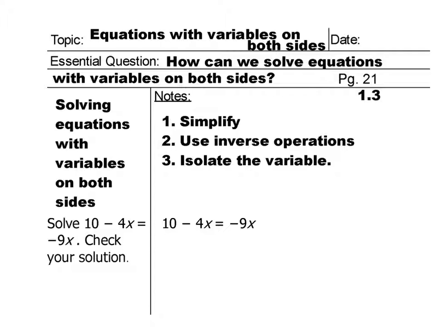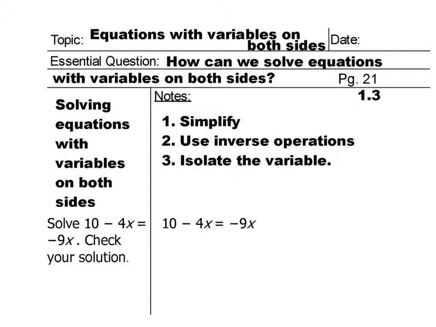But we're going to spend some time working with equations that have variables on both sides. You're just going to do the same steps. You're still going to simplify, meaning just break it down to its simplest form, reduce your fractions. You're going to use inverse operations, so just opposites to get rid of stuff. And then you're going to get that variable by itself. It just might take more time.